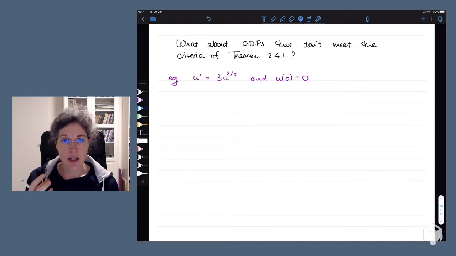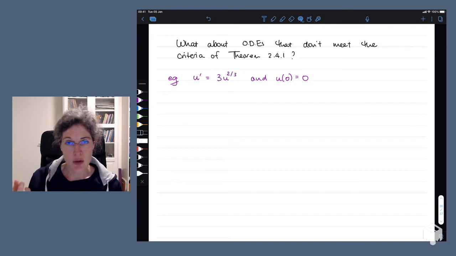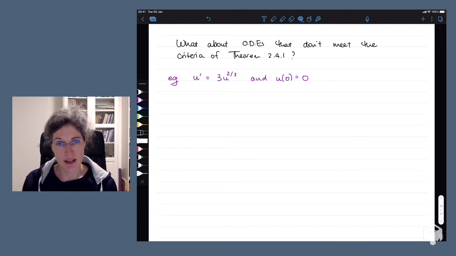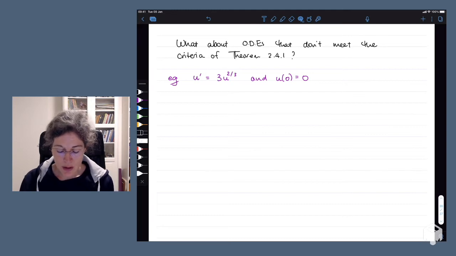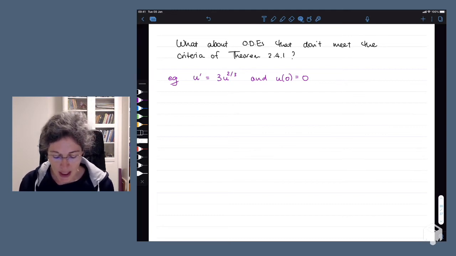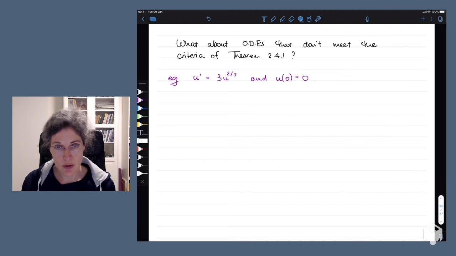So it's really just a case of if you don't meet the criteria, you need to find some other way of analyzing your ODE. It could be that it has a unique solution. It could be that it has no solution, and it could be that it has infinitely many solutions. So let's have a look and see. So here's an ODE that we might want to solve. It looks pretty innocent and straightforward.